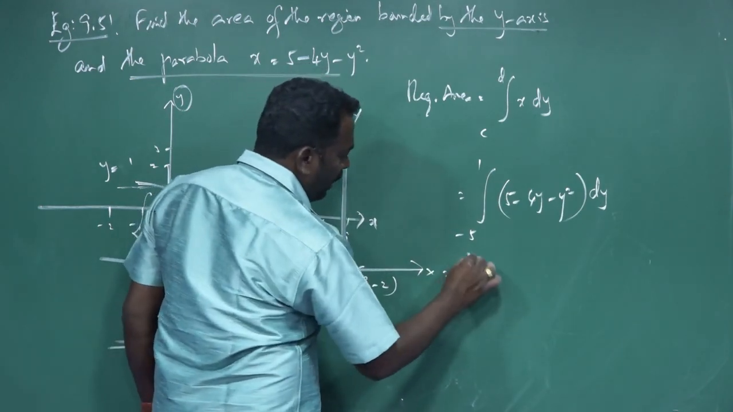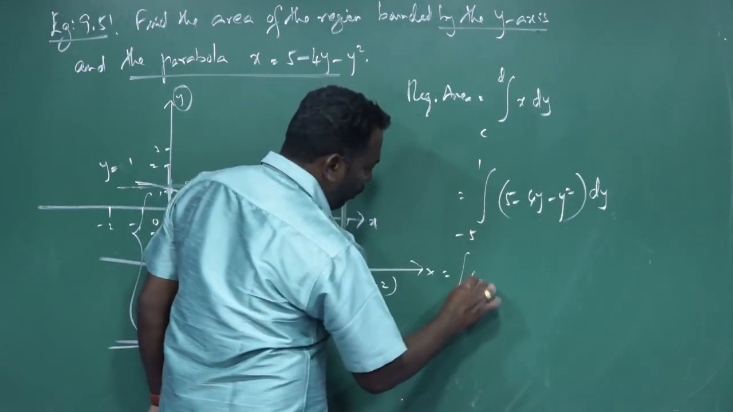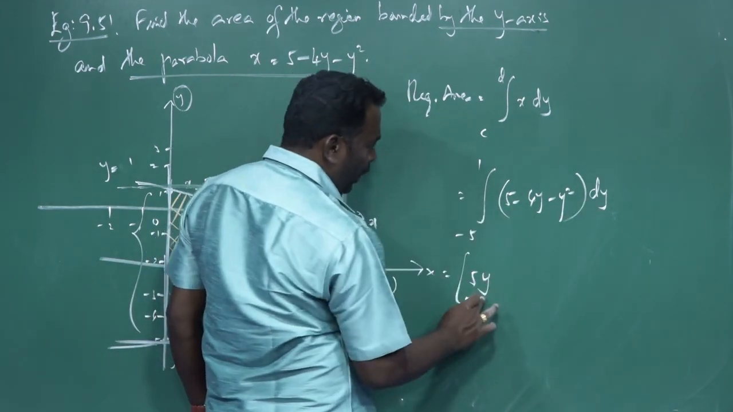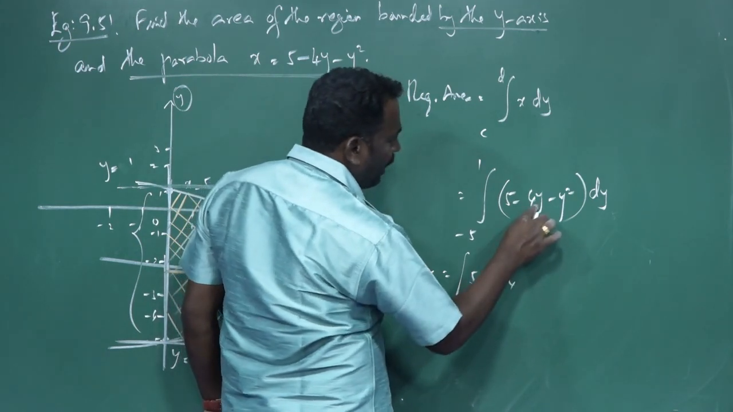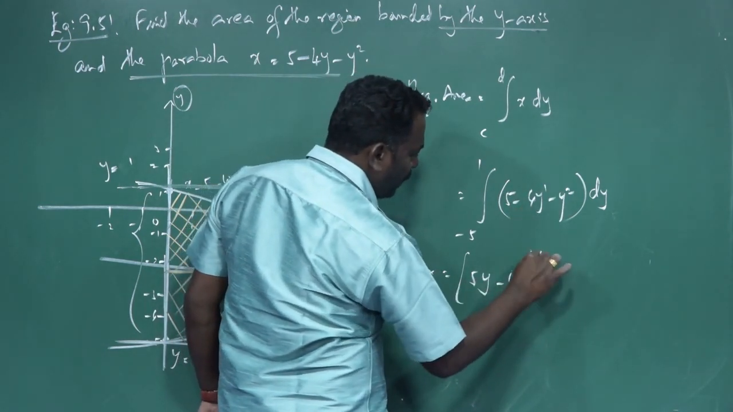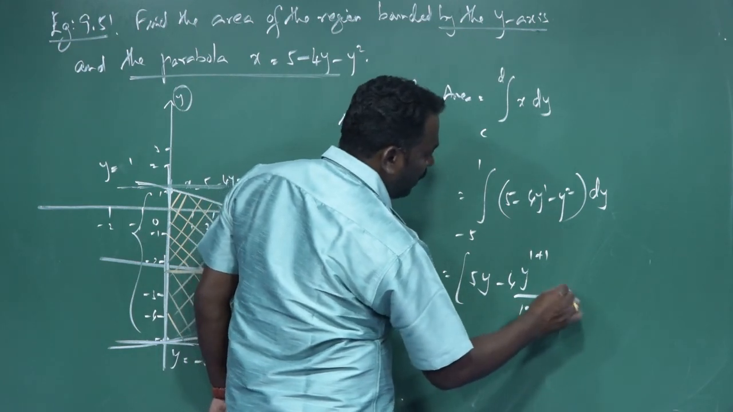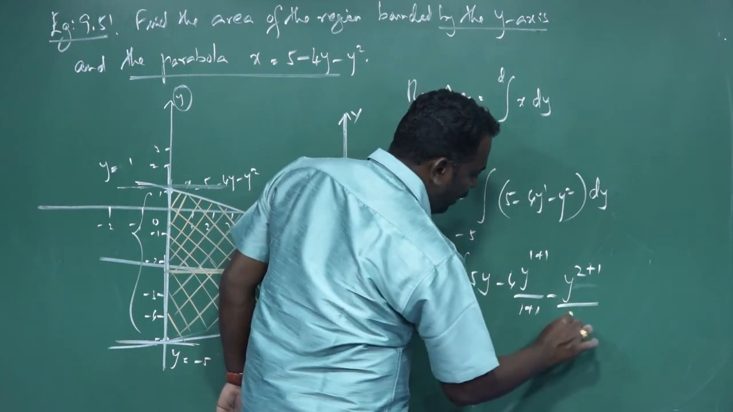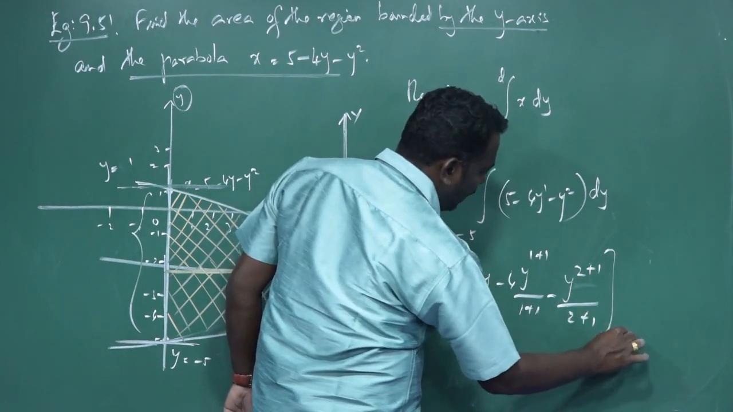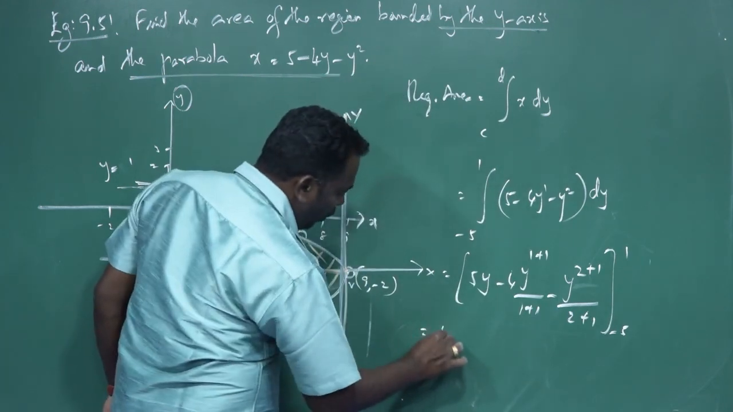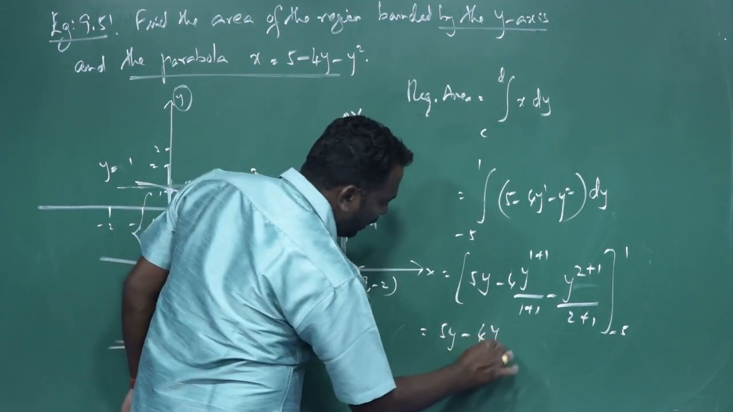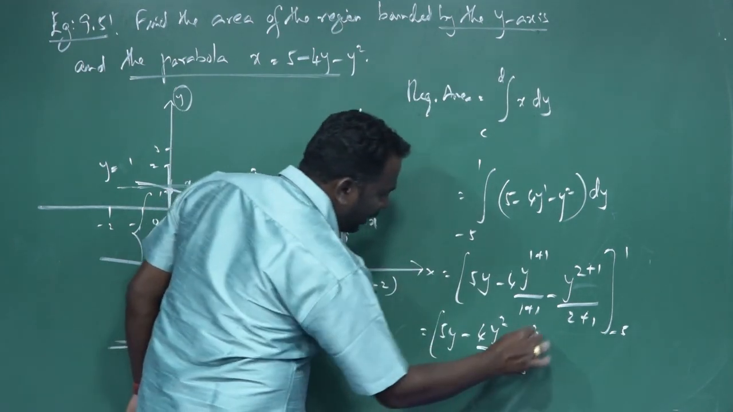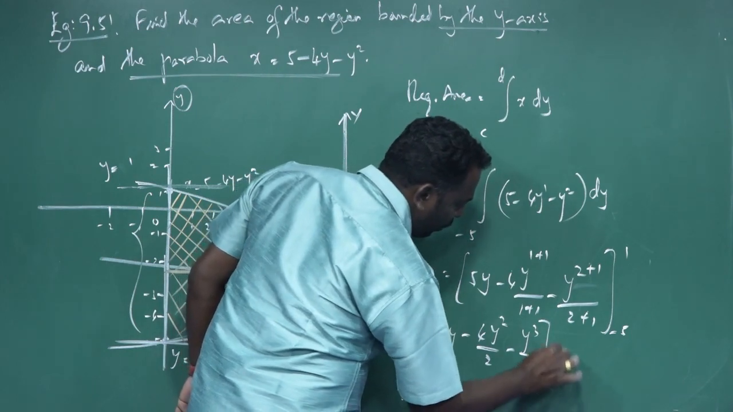Now integration, what is it? Integration of 5 dy equals 5y, as integration of dy equals y. Minus 4, integration of y power 1 is y power 1 plus 1 by 1 plus 1, minus y power 2 plus 1 by 2 plus 1. The limits are minus 5 to plus 1. That is equal to 5y minus 4y square by 2 minus y power 3 by 3, and after simplification the limits are minus 5 to plus 1.